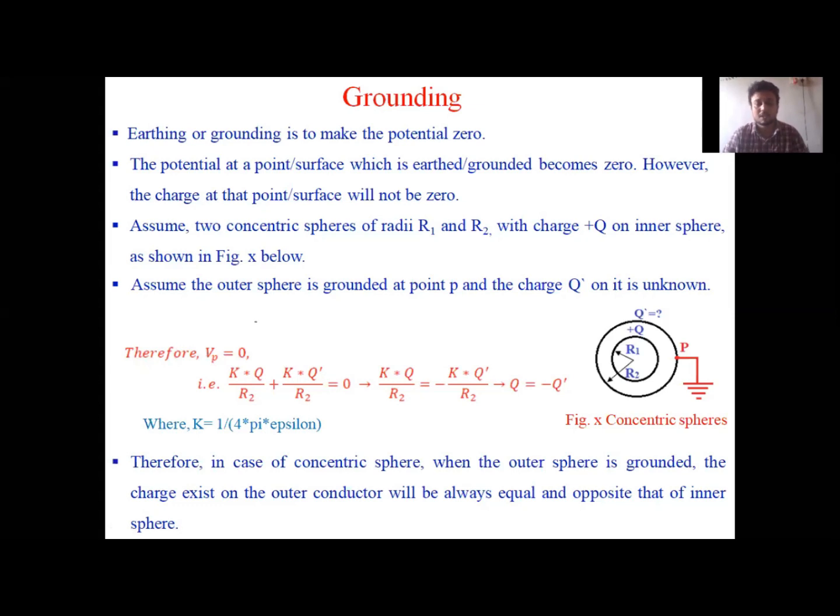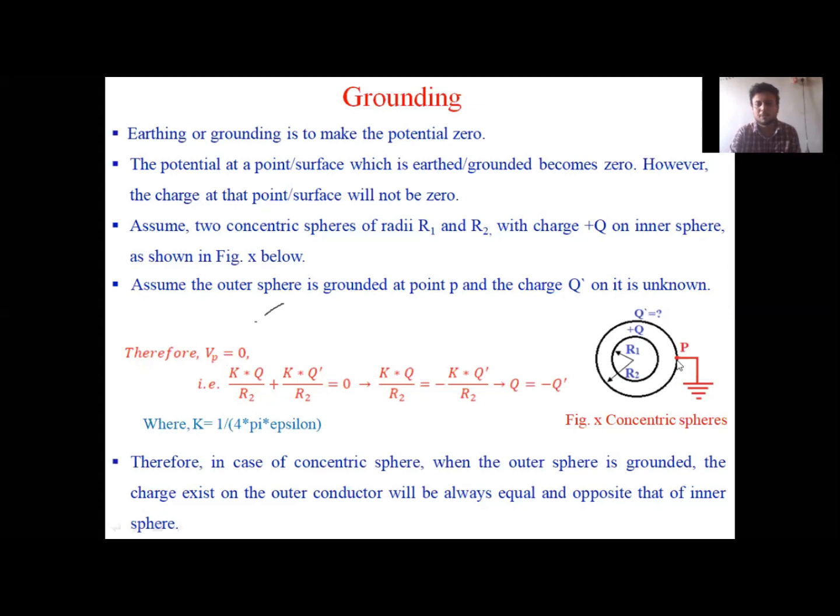Please remember, when I'm saying the potential at point P is becoming 0, it doesn't mean that the charge on that outer sphere will be 0. Charge will not be equal to 0. Potential at that point is equal to 0. So we'll talk about it. So Vp is 0 at point P. Now we can see what is the total potential at point P.